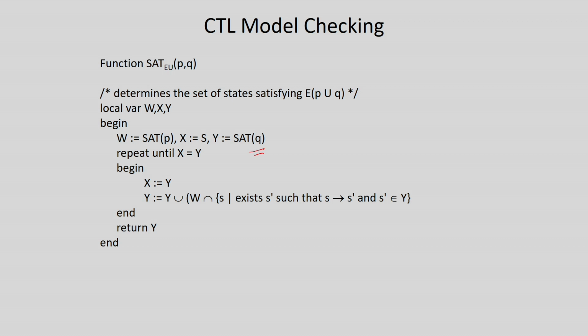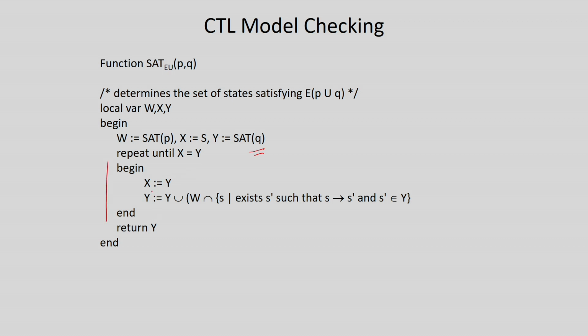So, for that, these are the initial states where E p until q is true. Now, we are going to repeat until x equals y. Initially x is the entire state space and y is the set of states where q is true. So, in that particular case initially it will be false, then we go into this loop.